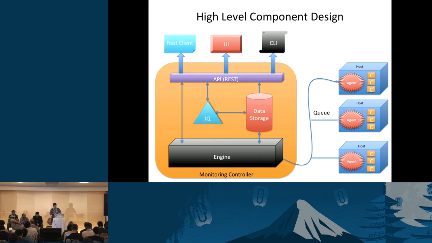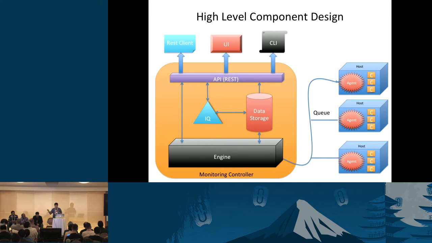If you see, we have an API which exposes all that we do, and that is a REST-based API, so you could use a REST client or a UI or CLI to access it. On the right side, you see all the hosts. We have one agent running per host, which has all your containers. It gathers information and would put it on the queue in an asynchronous model. And the orangish section that you see is a logical grouping of components which constitute your monitoring controller.